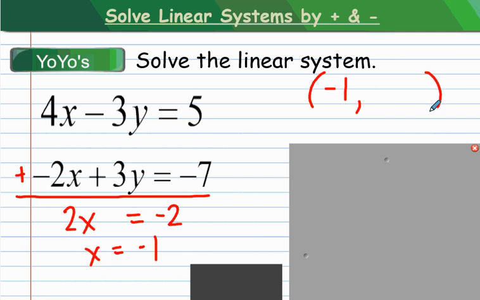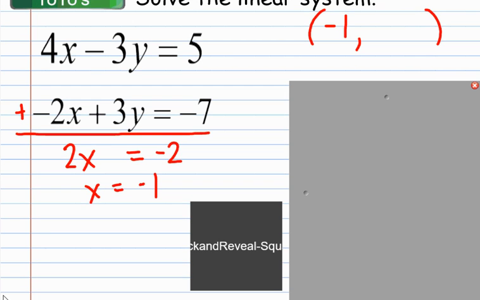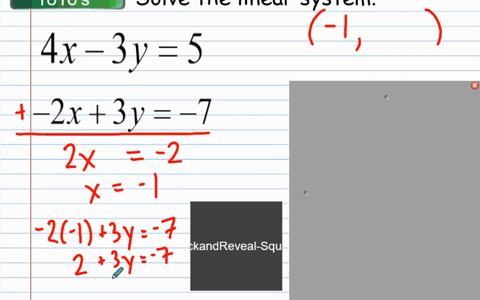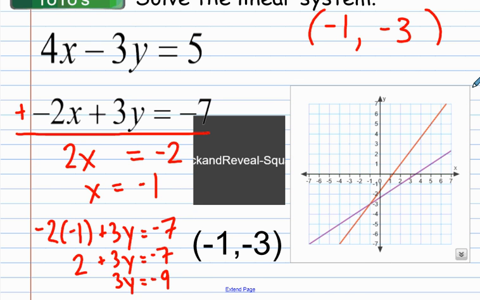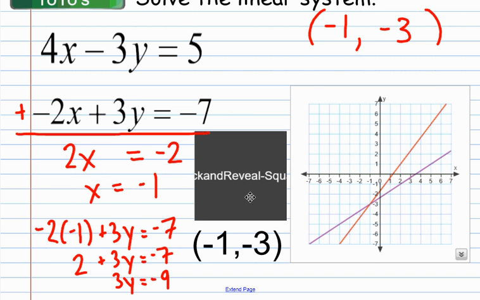Once I know that x is negative 1, I can substitute into either of the original two equations. Let's do the second one. Negative 2 times negative 1 plus 3y equals negative 7. That's 2 plus 3y equals negative 7. Subtract 2, and I get 3y equals negative 9. If I divide by 3, I get that the y-coordinate is negative 3. And there it is. I should get an answer of negative 1, negative 3. And indeed, I do.